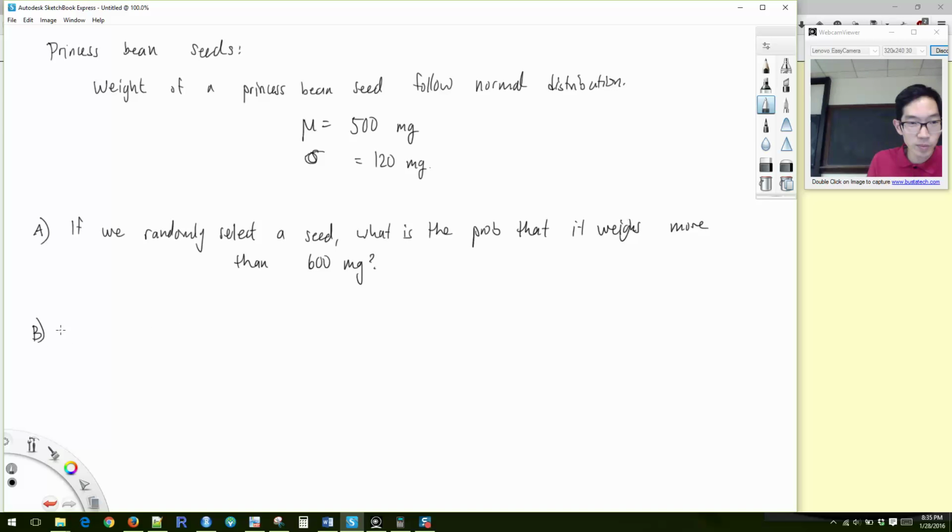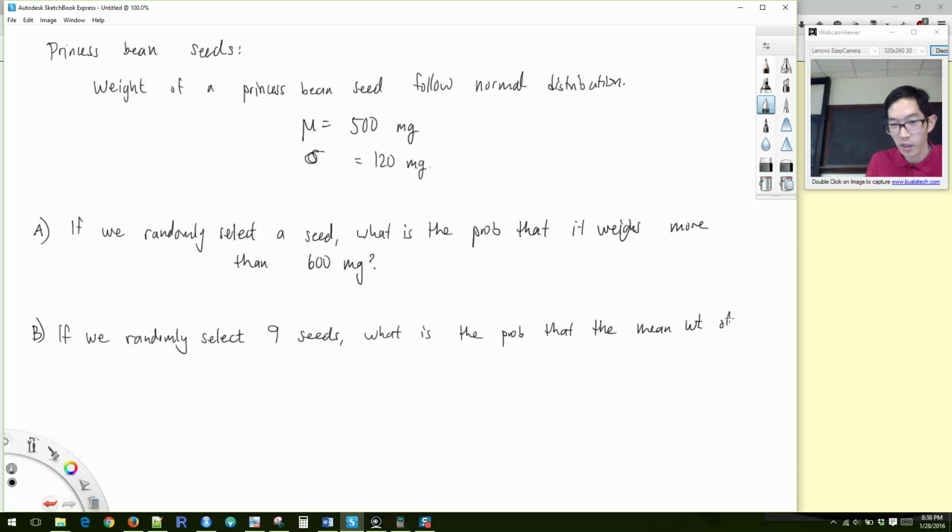And then part B, if we randomly select 9 seeds, okay, what is the probability that the mean weight of these 9 seeds is over 600 milligrams?